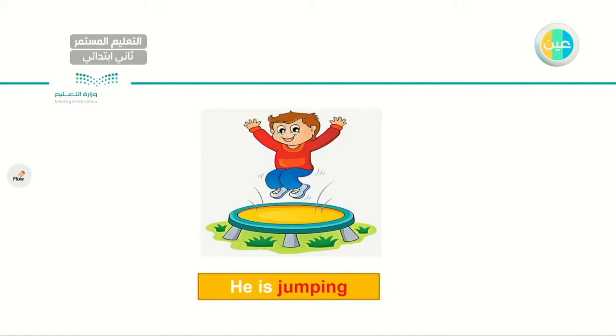How about this boy? Again, what is he doing? He is jumping, or we can say he is playing. Very good. He is jumping. As you can see, all the verbs end in ing. Because of the question, this is the present progressive.